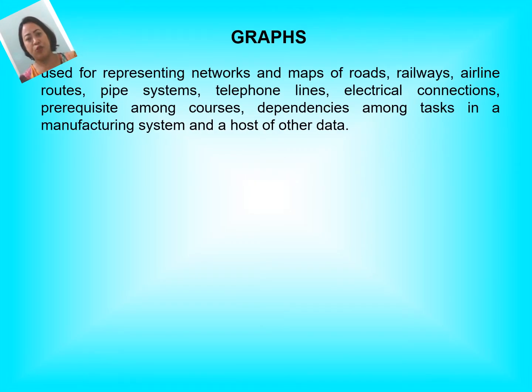A graph is a collection of nodes called vertices and a collection of line segments connecting pairs of vertices, which are called edges. These graphs are normally used to represent networks and maps of roads, railways, airline routes, pipe systems, telephone lines, or prerequisites among courses, dependencies among tasks, manufacturing systems, or electrical connections, and a host of other data. So there are a lot of applications of graphs.